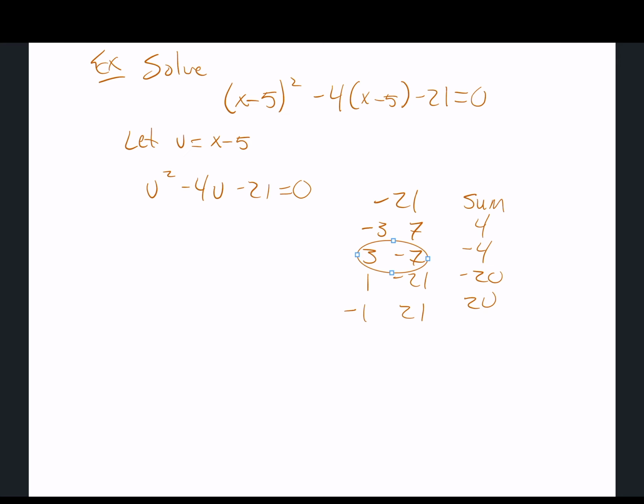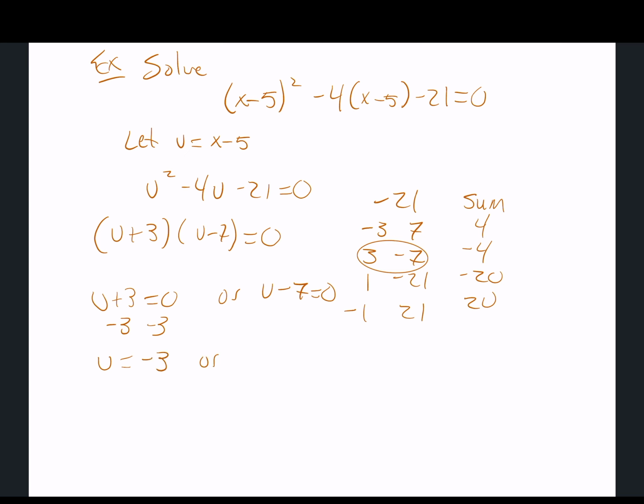So we can rewrite this as u plus 3, u minus 7 is equal to 0. So u plus 3 is equal to 0, or u minus 7 is equal to 0. Subtract 3 from both sides. You have u is equal to negative 3, or adding 7 to both sides, u is equal to 7.